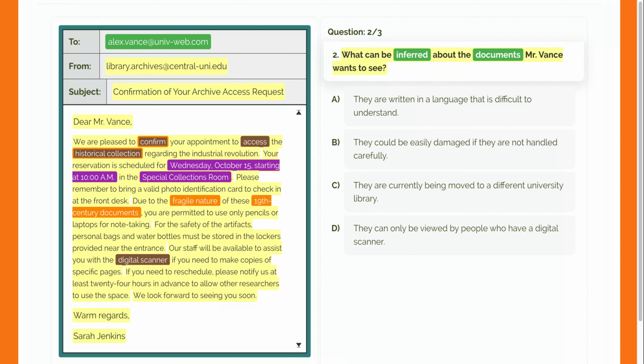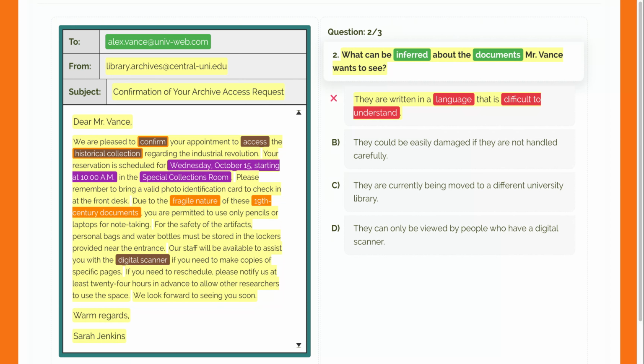Let's move on to option A. They are written in a language that is difficult to understand. This choice mentions language and it being difficult to understand. However, the email never mentions what language the documents are in or if they are hard to read. It only talks about their physical condition. This is incorrect.